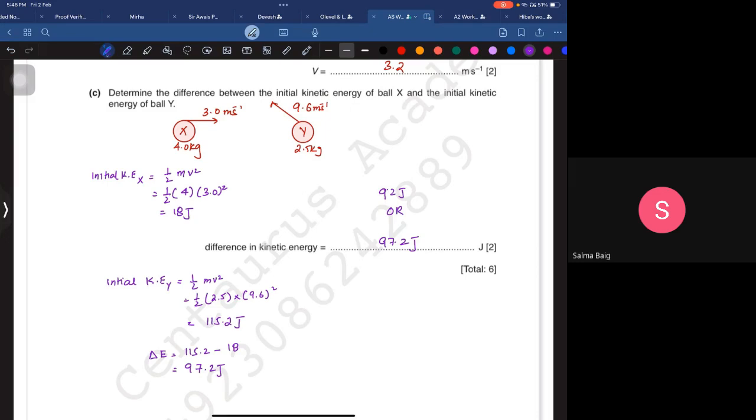Sir, you have written 92 joules above and 97.2 joules. Oh, my bad. Why did I do this? It has to be 97. Okay, fine. Is it okay now? Yeah.